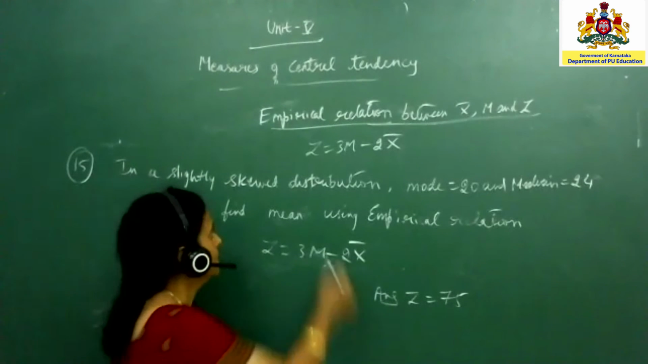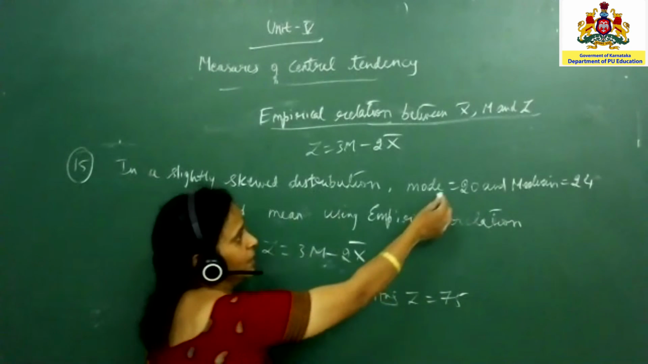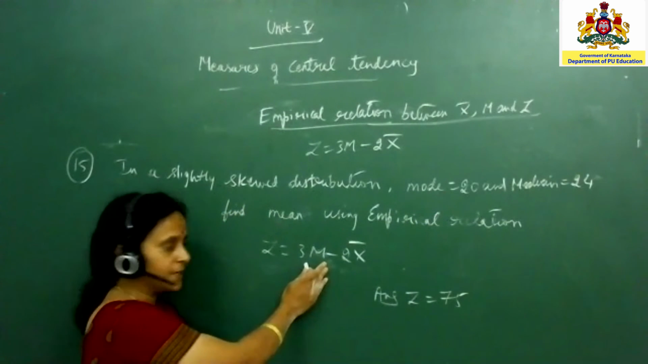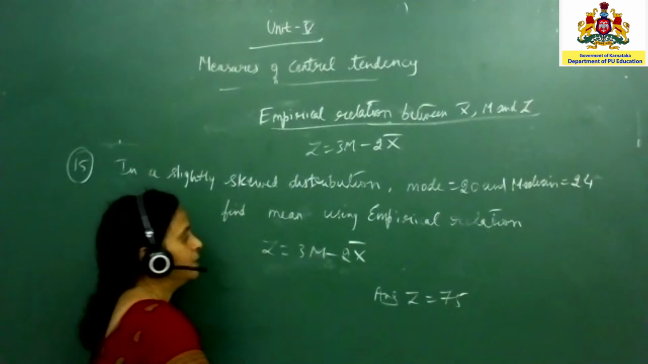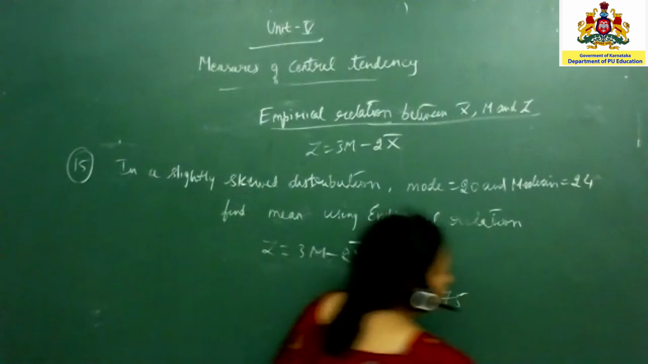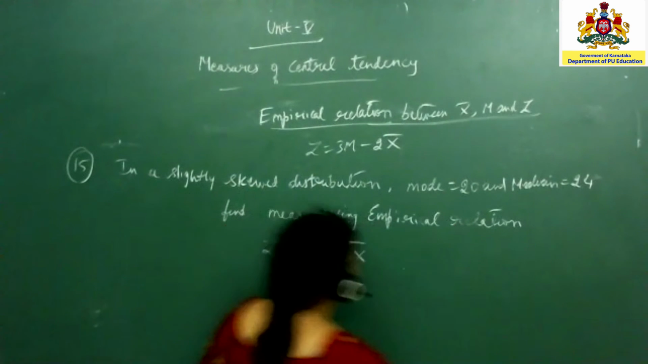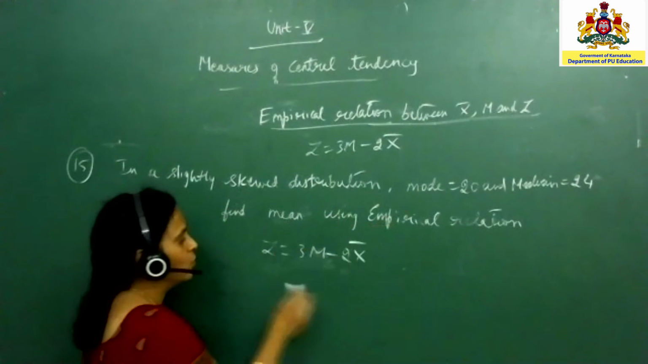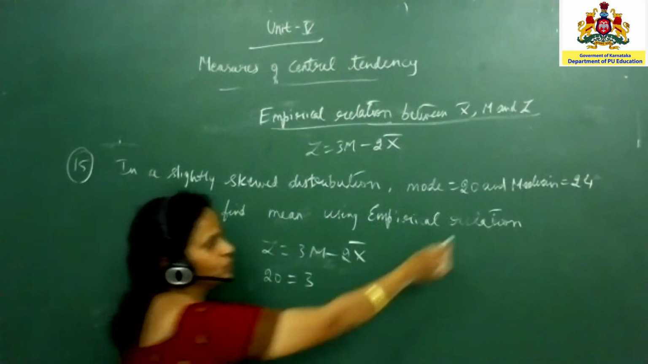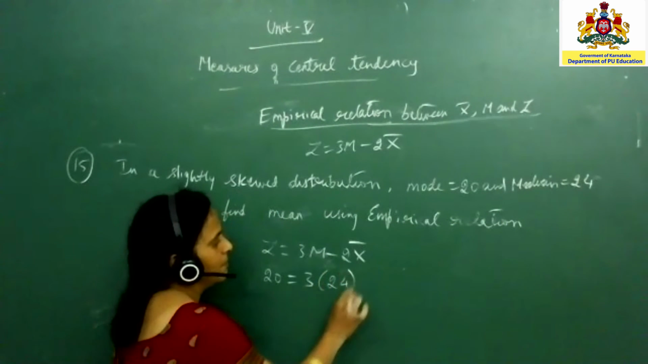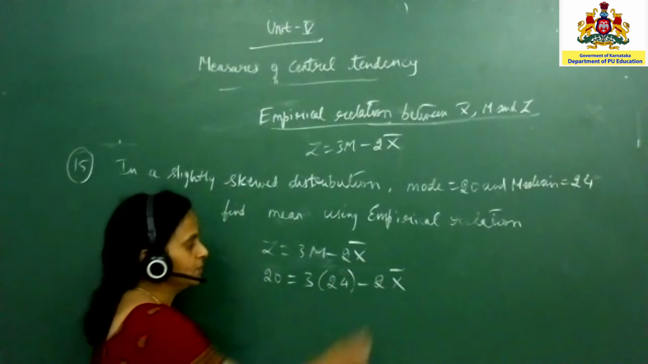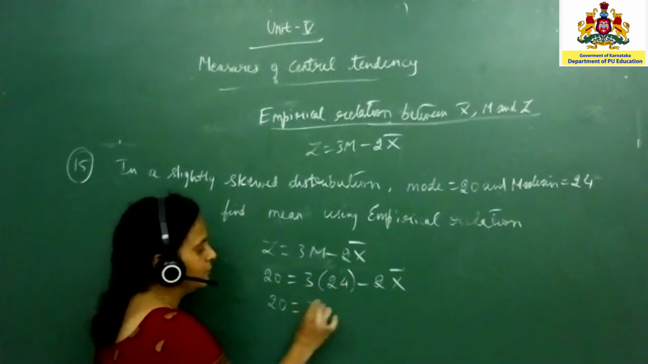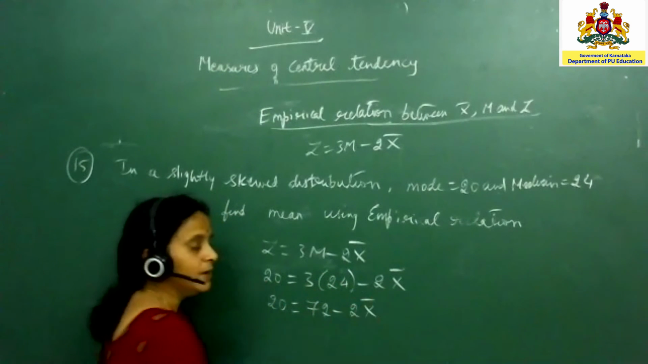Next problem. For a skewed distribution, if mode is 20 and median is 24, we have to find the mean. Again, I use the same empirical relation and make the substitution. Z is the mode, which is 20, equal to 3 times the median, which is 24, minus 2 times the mean. Our job is to find the mean. So 20 equals 3 into 24, which is 72, minus 2 into x̄.